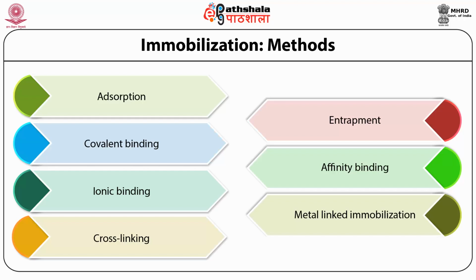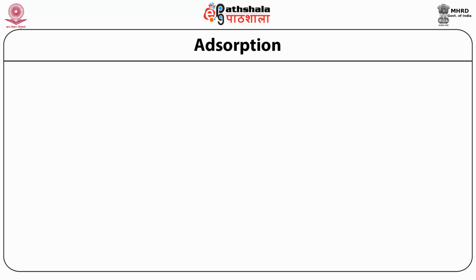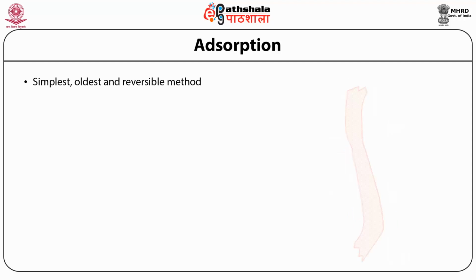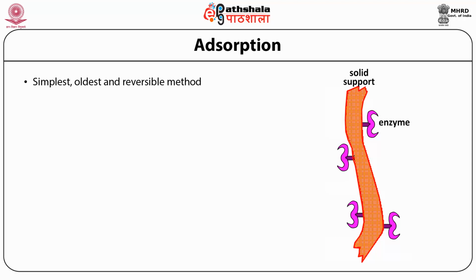So different types of enzyme require different immobilization methods. At the same time, based on our specific requirement, we may change the immobilization methods. The first immobilization method is the adsorption method. This method is the simplest, oldest and a reversible method.